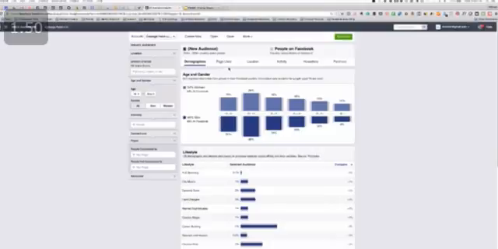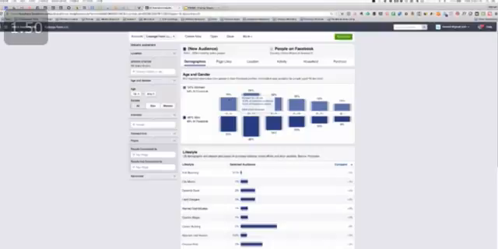So that's pretty incredible. It's almost the entire country. And starting with demographics, I can see 54% women, 46% men. I can see the percentage breakdown on Facebook, right? And you can't really tell here.